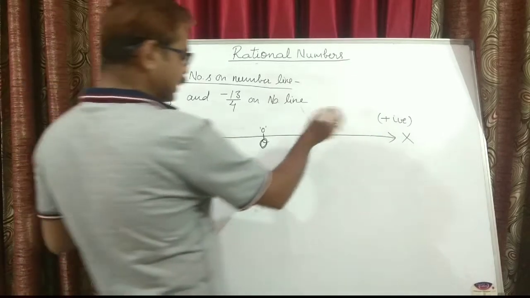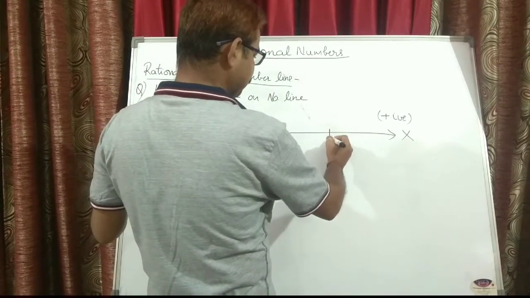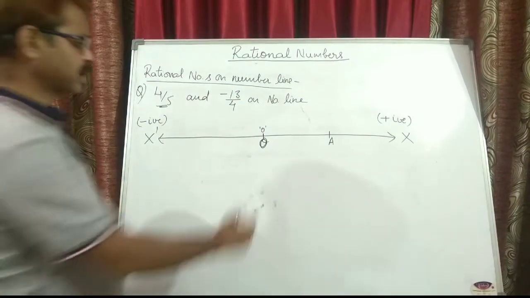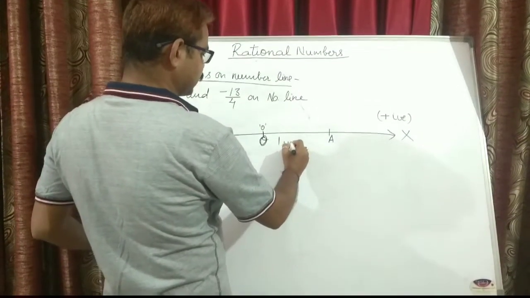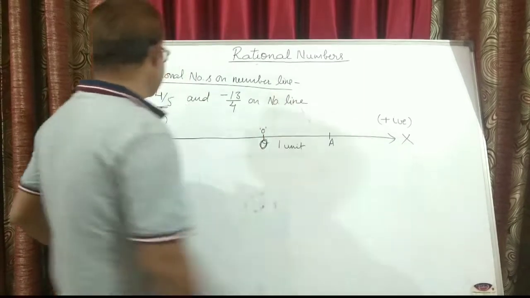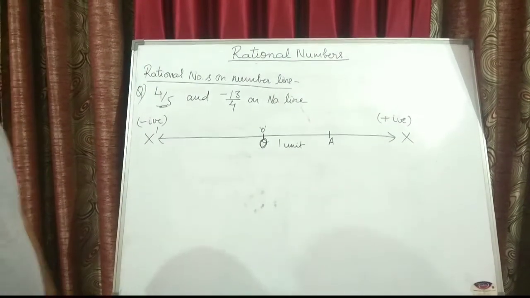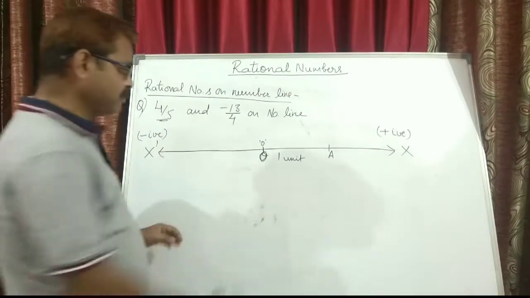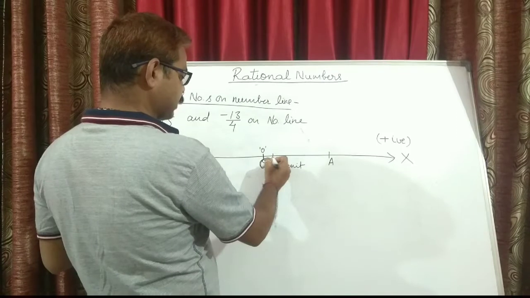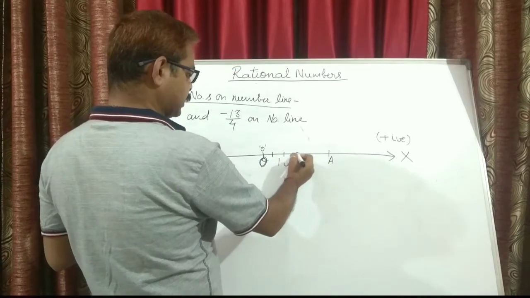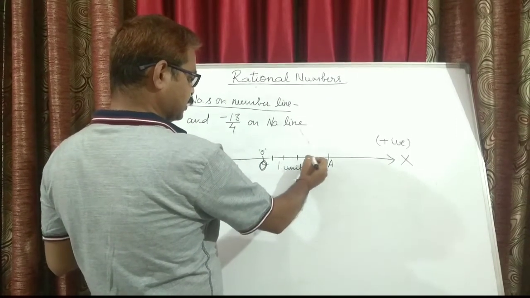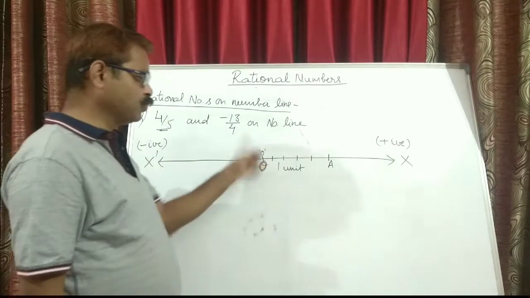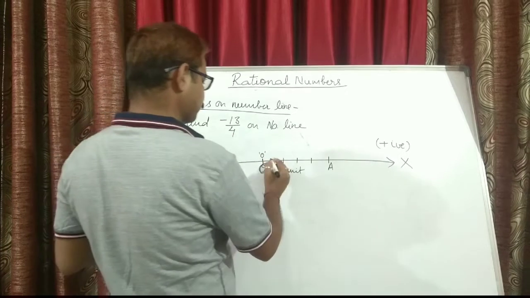So we will take any unit. Let us take it as A. OA is equal to 1 unit, and then divide it into 5 equal parts. Let's take first part, second part, third, fourth, and fifth. Now I have divided them into 5 equal parts.